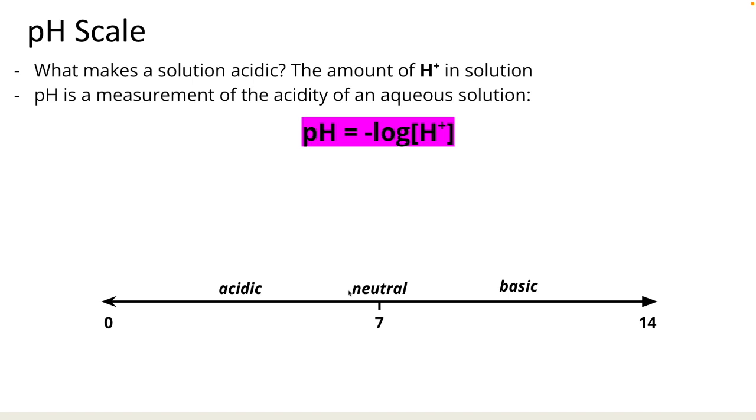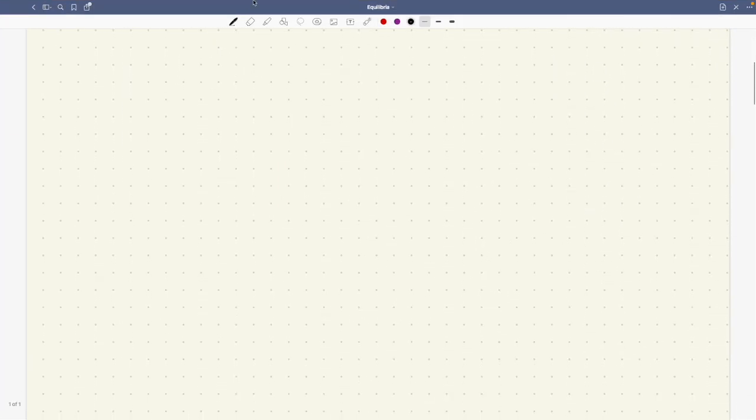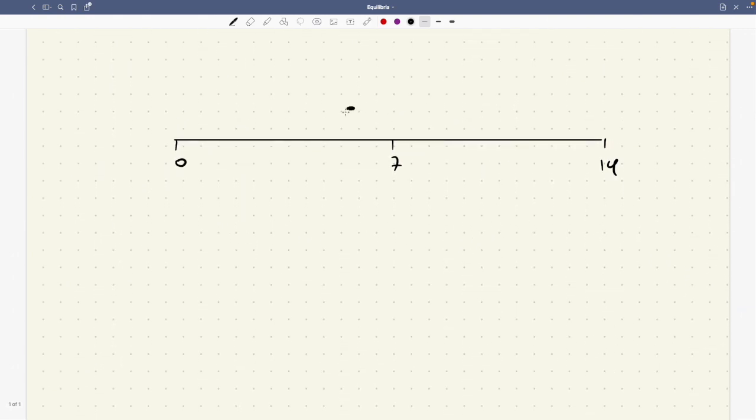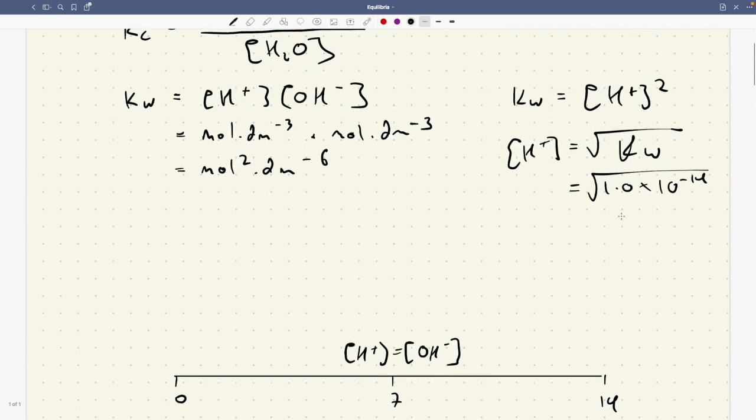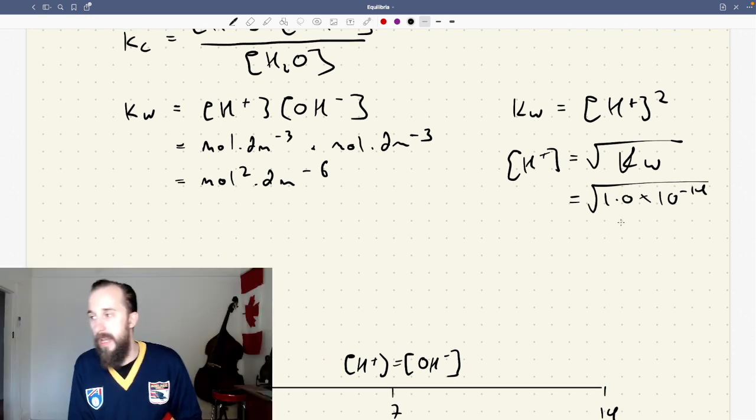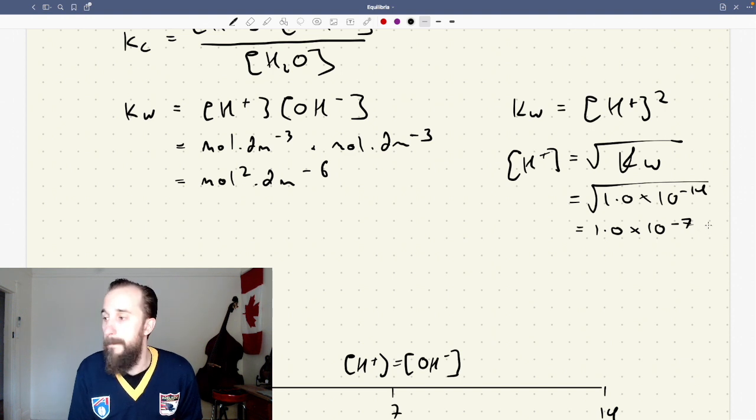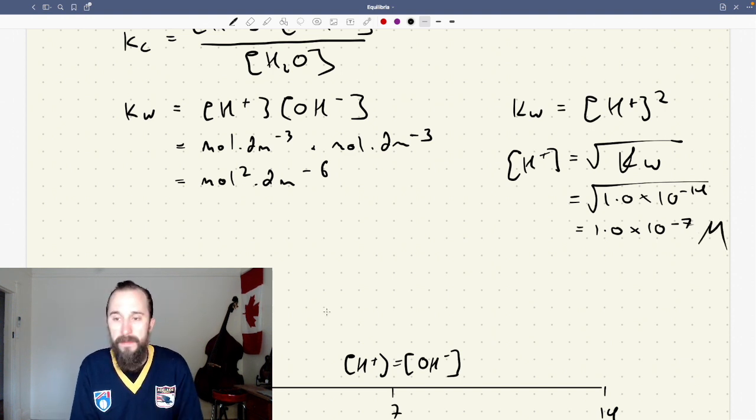So let's consider this scale. I might go over here and redraw with my fancy line tool a pH scale. We've said it has 7 in the middle and goes from about 0 to 14. So let's consider what we just said about a pH of 7, where the concentration of hydrogen ions is equal to the concentration of hydroxide ions. Well, we just calculated how many hydrogen ions are in a neutral solution, and we said it was equal to 1.0 times 10 to the minus 7 moles per decimeter cubed. I'll just pop a capital M there for space.